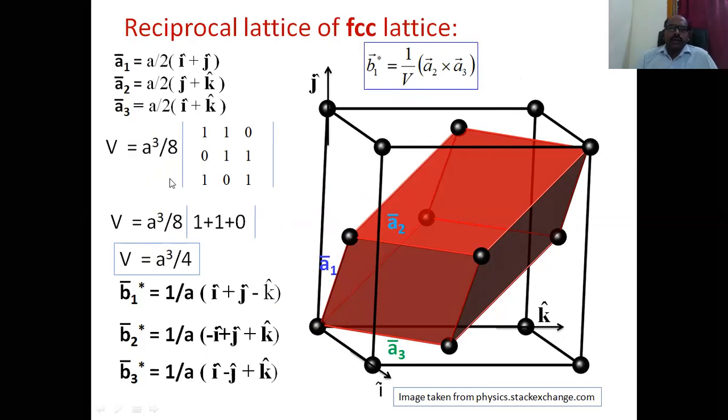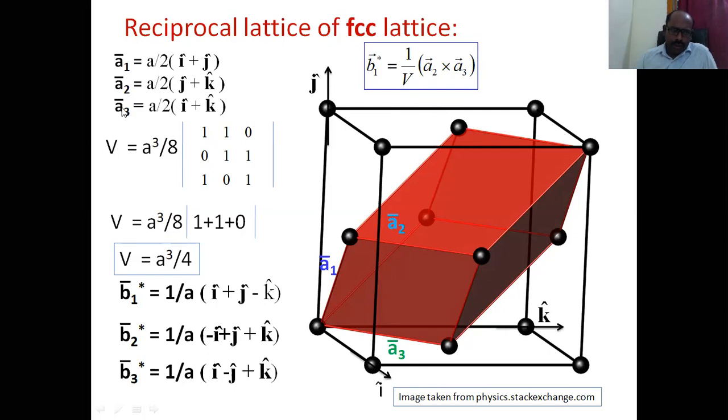Similarly, for the third one. Here also we calculate the volume. So a by 2 whole cubed, and for the first vector it is i and j only. There is no k term, therefore we write 0. Correspondingly we write the other coefficients, and the determinant of this gives us 2, and the total volume is equal to a cube by 4. We have calculated the volume, a cube by 4, and now we have to do a2 bar cross a3 bar. Here a2 bar and a3 bar are available.